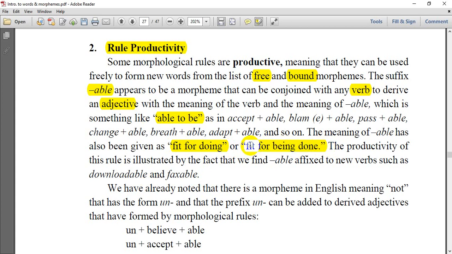The productivity of this rule is illustrated by the fact that we find -able affixed to new verbs, such as downloadable and taxable.